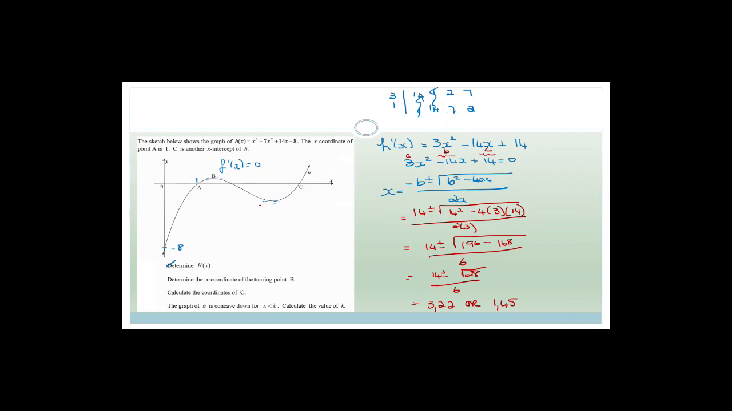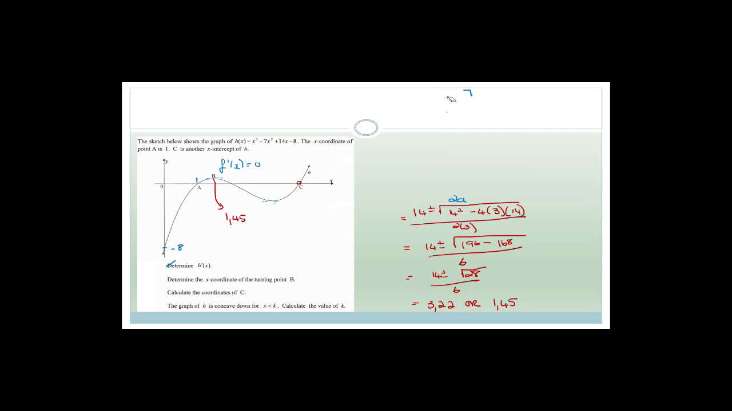And I'm pretty sure that that means that this one here is going to be 1.45. So the x value at B is 1.45. Now it says calculate the coordinates of C. So we want to know where does this graph cut the x-axis. Okay, so we need to use the factor theorem, so we need to do some erasing. But the cool thing is we already have point A, so it's going to be a bit easier to work out C and the other point there, which is between B and C, where the graph cuts the x-axis.